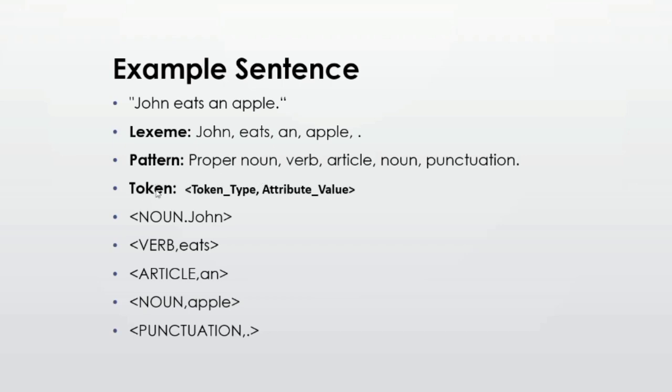In the general format, how do you identify the token? Token type followed by attribute value. Here, John, noun. So write noun, John. Next, verb, eats. Article, an. Noun, apple. Last one, punctuation, dot. I hope you all understand what lexeme, pattern, and token are.